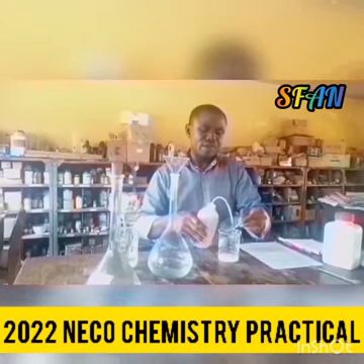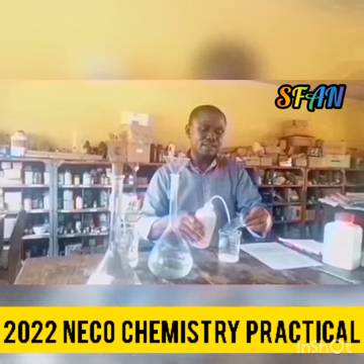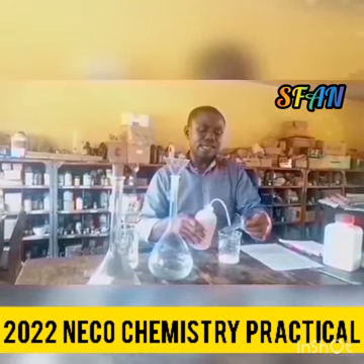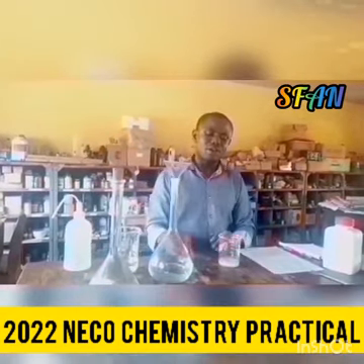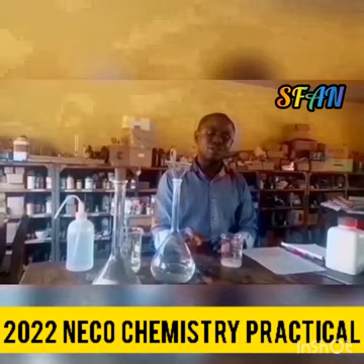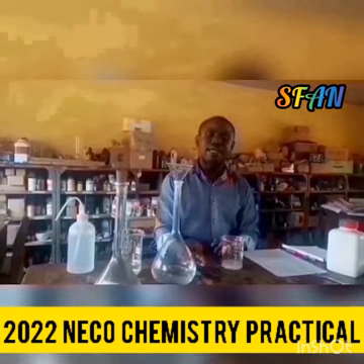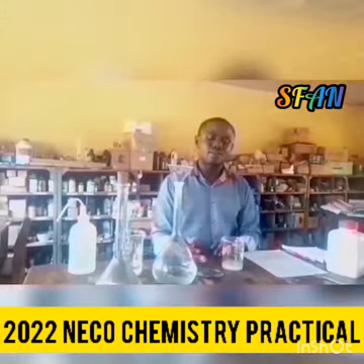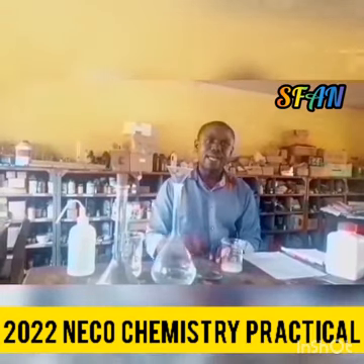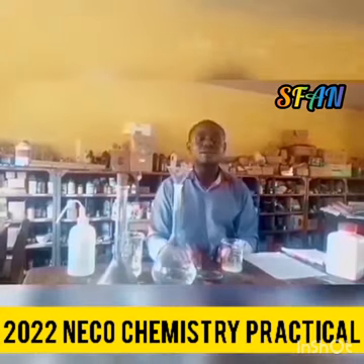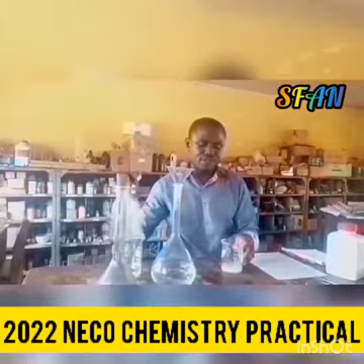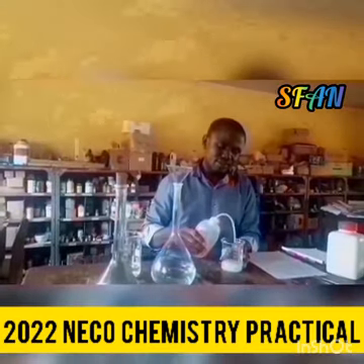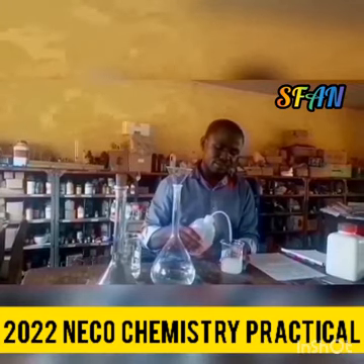Always make sure when you are weighing with the electronic balance and you are using a watch glass or petri dish, you measure your petri dish or watch glass first and write down the weight. Then you add what you want to measure, weigh and write down the weight, so that you can subtract the weight of the watch glass, and then you get the actual weight of what you are measuring. So I'm going to dissolve this in distilled water.